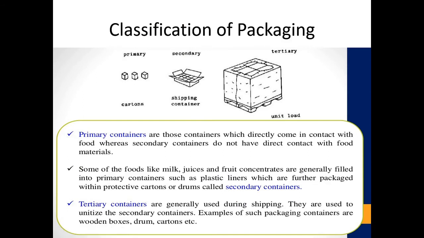Now is the classification of packaging into primary, secondary, and tertiary. Primary containers are those containers which directly come in contact with the food, whereas secondary containers do not have direct contact with the food. The best example of primary containers is the plastic liners which are used for packaging of milk, juices and fruit concentrates. Now, the corrugated fiber boxes which hold this primary packaging come under secondary packaging. And tertiary packaging is meant for shipping. That is the packaging which includes big drums and cartons, which combine all the secondary packages. So there are three kinds: primary, secondary, and tertiary.